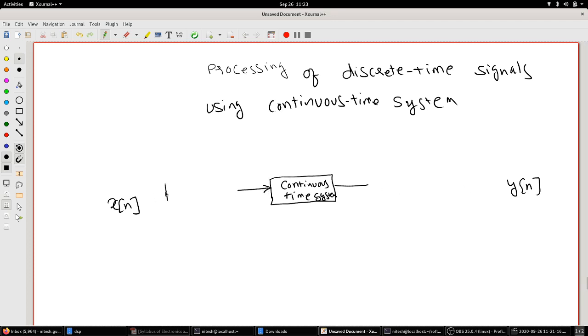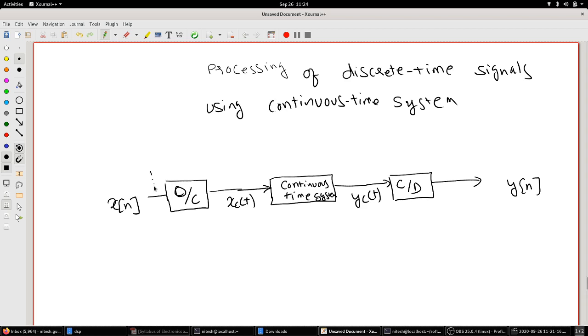So obviously, at the front end, we'll have to have some kind of a system which is converting this discrete time signal to a continuous time signal. Okay, it's a D2C converter, and whatever is processed by this continuous time system will have to be converted back to discrete time, because your output will be a continuous time signal, and you give back the y of n. So assuming that this is x of n and these intermediate signals are xc of t and yc of t, we'll have a look at what will be the frequency response of such a system.